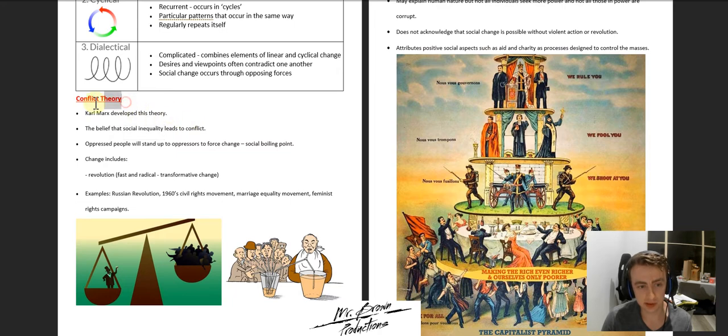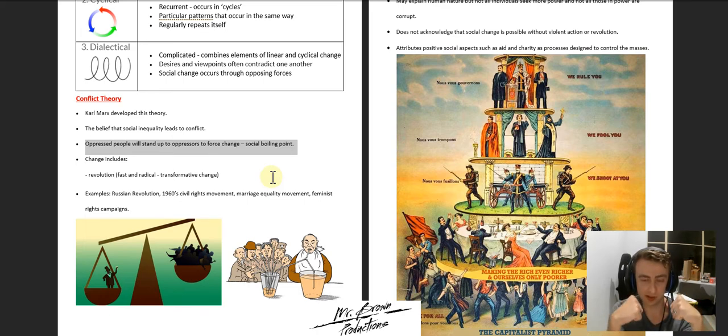So conflict theory's whole thing is that any change that happens in society is due to conflict, due to people, I guess, being disenfranchised or angry with their social position. And then that leads to conflict, which then leads to the change that they're after. So the idea is that oppressed people will stand up to oppressors to force change, and that'll reach a social boiling point. So let's say everyone in a factory is sick of getting paid $2 an hour while the guy at the top's getting paid $20 an hour.